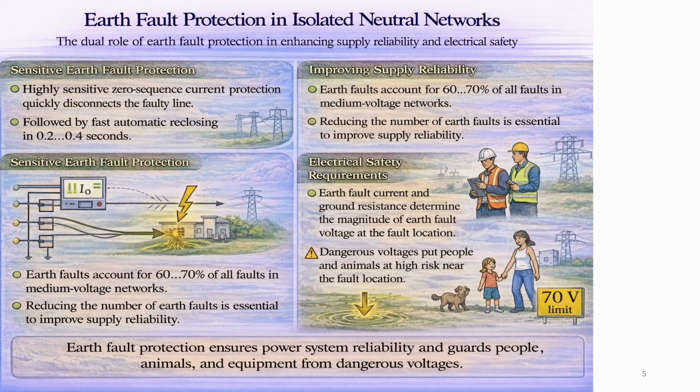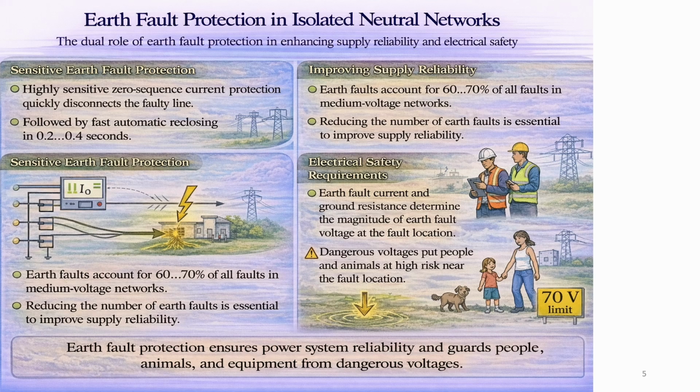Even short interruptions are not harmless. They disturb computer users, industrial processes, and automation systems. For this reason, reducing the number of earth faults is a key goal. Improving supply reliability starts with minimizing earth fault occurrences. This is especially important in medium voltage networks. In the medium voltage system, earth faults account for about 60 to 70% of all failures.